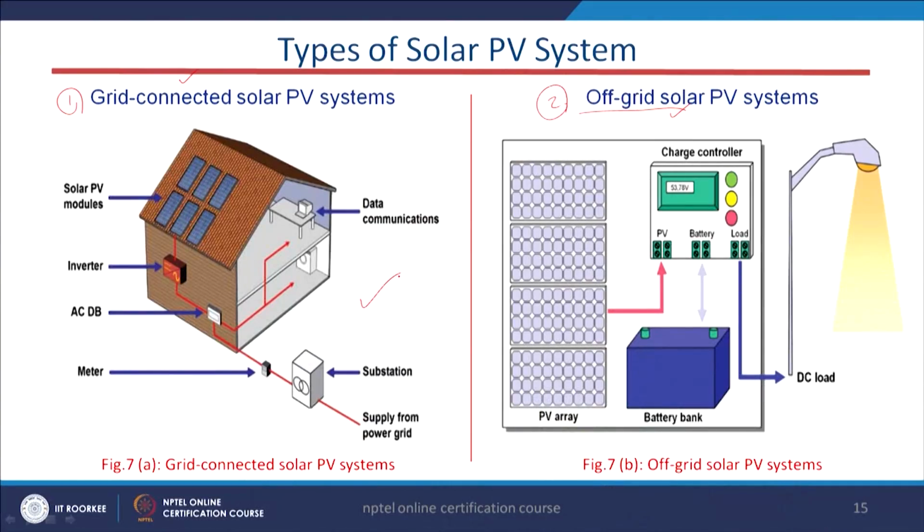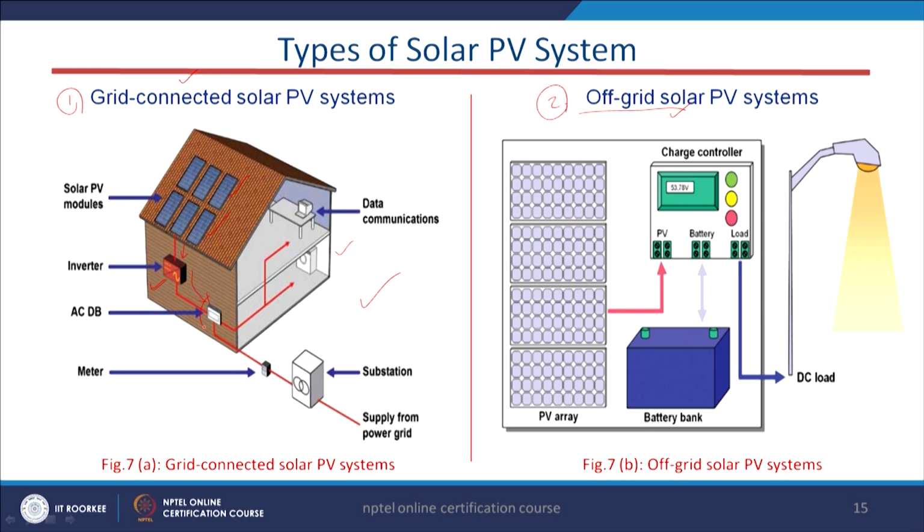Okay, so coming first to this grid connected solar PV system. Here, if you see this particular picture, in this home our PV panels are installed, mounted on the rooftop, and from there we are getting DC power. This DC power comes to the inverter, the inverter converts it from DC to AC power, and this AC power goes to the AC distribution board.